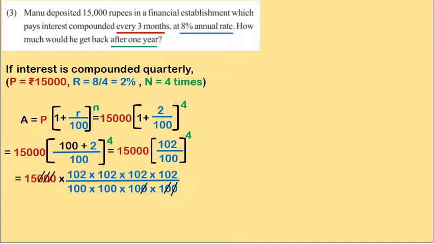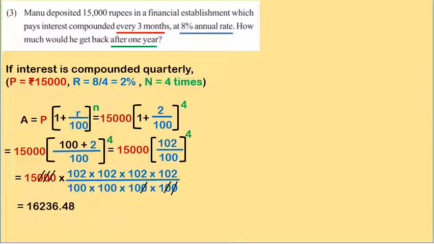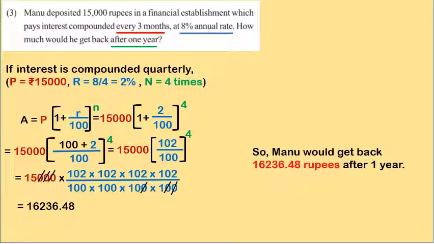Then simplify, we will get amount A equal to 16,236.48 rupees. So we can say Manu would get back 16,236.48 rupees after 1 year.